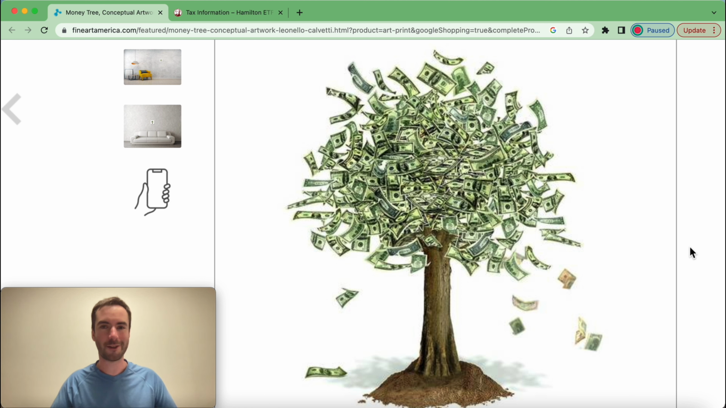Once again, we got the money tree here. And to start with, how return of capital works before we get into adjusted cost basis, because they do work hand in glove together. They are not the same thing, but ACB is affected by ROC.